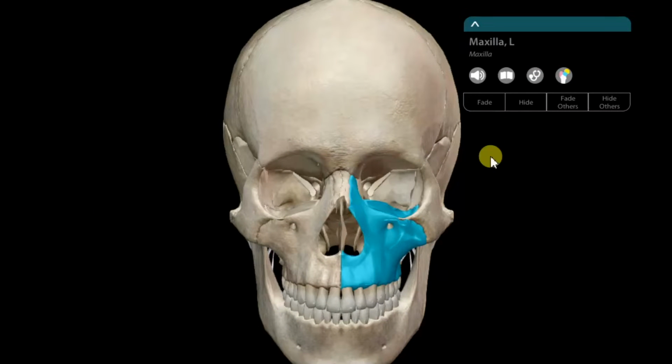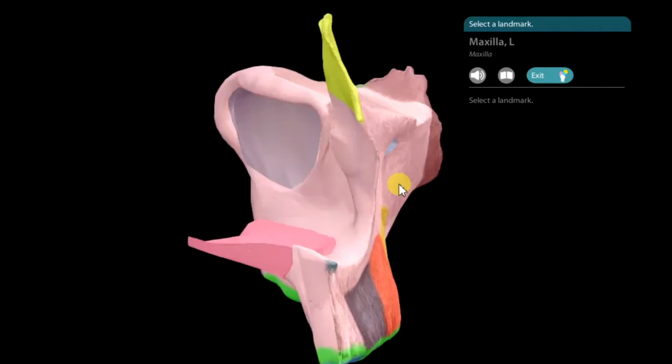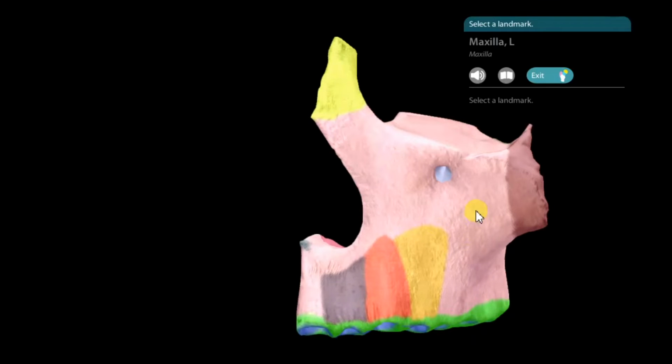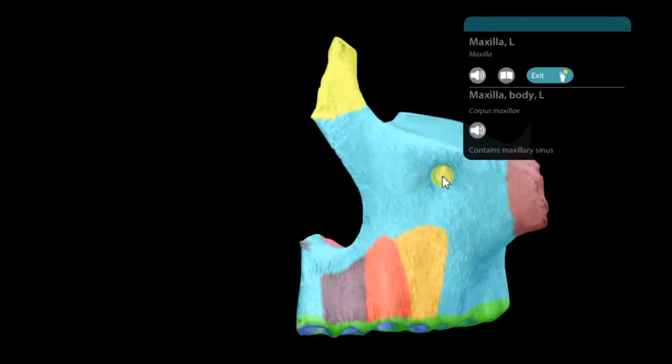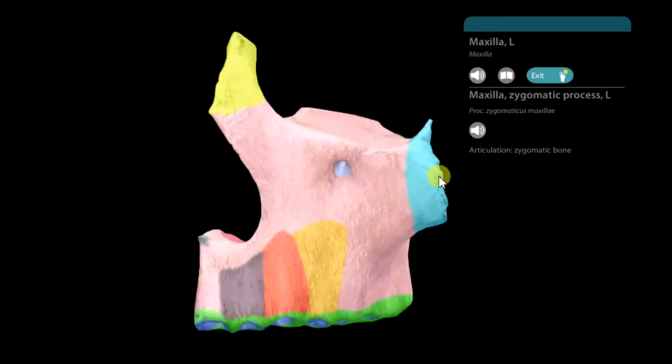Let's take a look at the maxilla. The maxilla has the body, and it has the infraorbital canal and foramen. It has the zygomatic process, which articulates with the zygomatic bone. And this one is the frontal process, canine fossa, incisive fossa, and canine eminence.